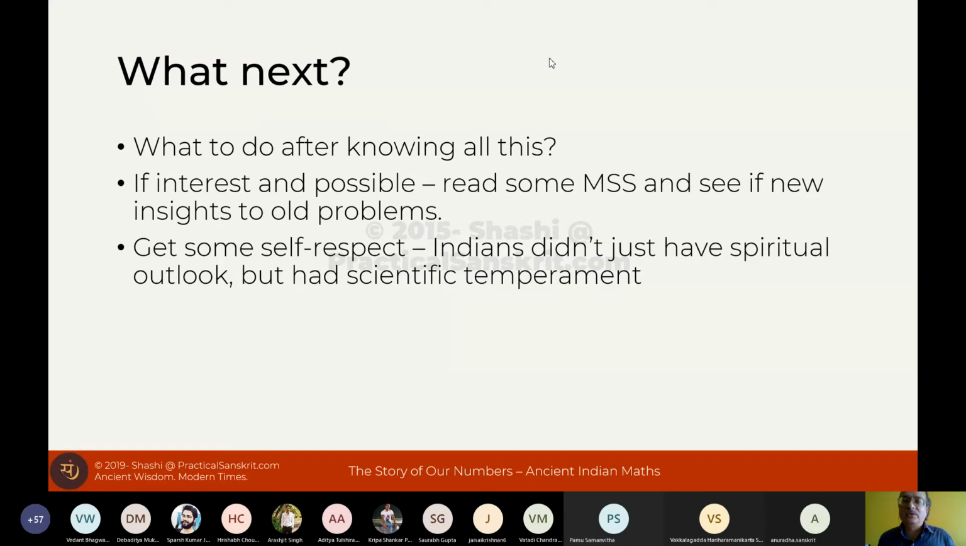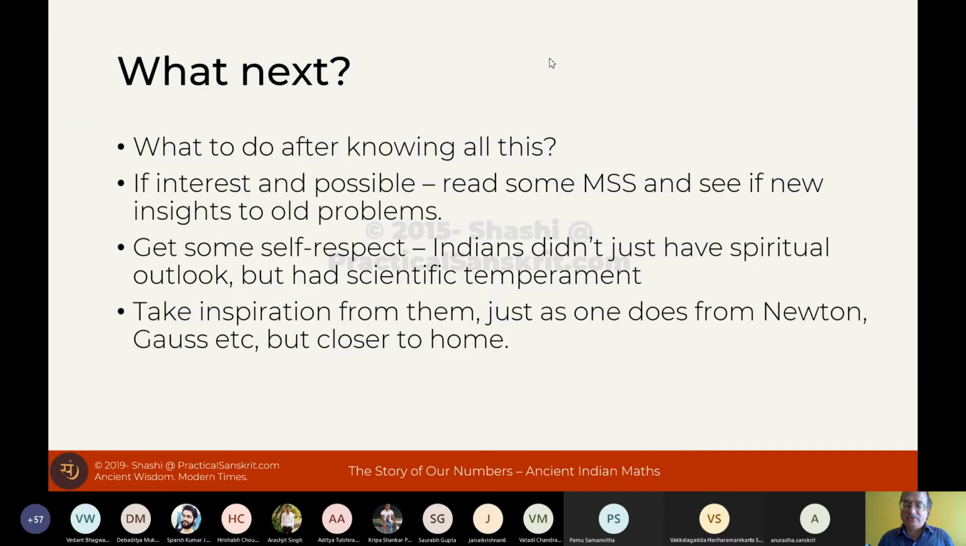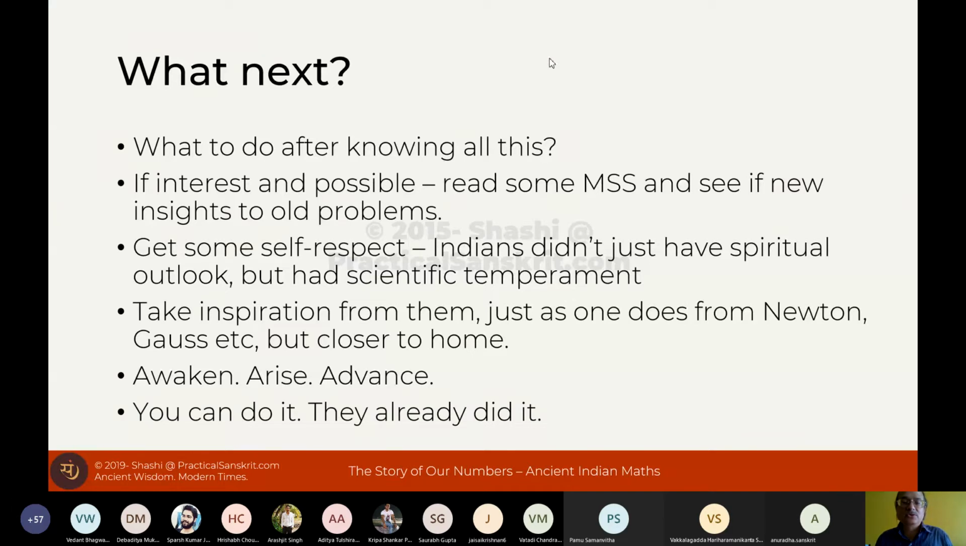So we should at least know what all we were able to do and where did we lose that scientific temperament. We should get it back from our own roots, right? We can take inspiration from them. Like we take inspiration from Newton, Gauss, Einstein, or whatever, we can take inspiration from our own people also, right? And then we can awaken, arise, and advance. And if they could do it, then you can also do it, right?